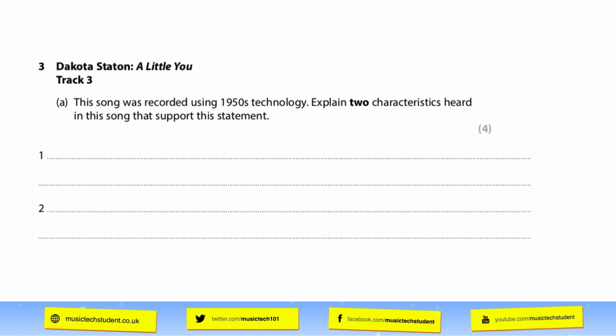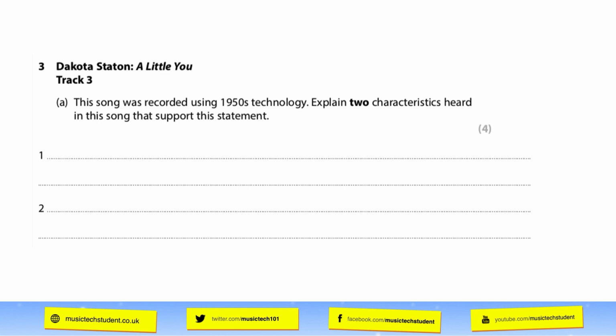Here we have 2 answers to give, and each answer is worth 2 marks. This is where the problem and solution comes in. I've got a couple of examples from the mark scheme. For the first answer, you could say no effects other than reverb. That would be the cause, if you like. The solution could be, as they had not been invented until the 1960s. For part 2, you could say double bass has been used, because bass guitar was not widely used during this time. Both of those would get you the full marks.